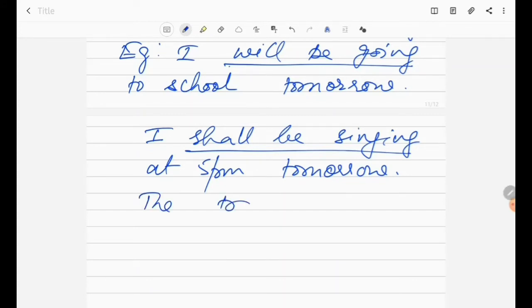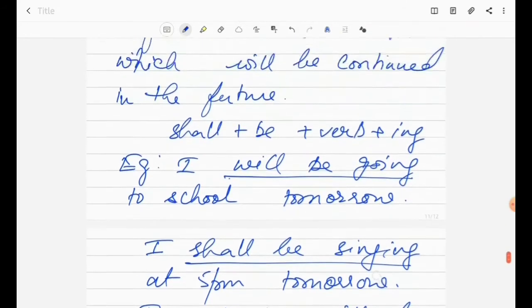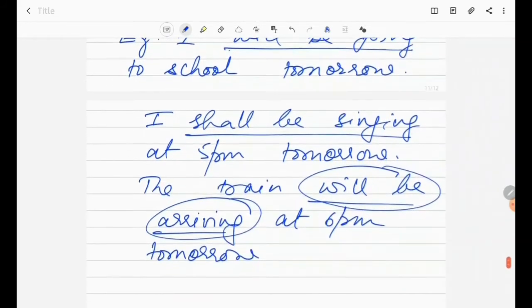Suppose the train will be arriving at 6 p.m. tomorrow. So this action is already decided in the course of time, and it is going to happen at some point in the future. At that point, we use the future continuous tense. So the train will be arriving at 6 p.m. tomorrow. So will be arriving is the future continuous tense.